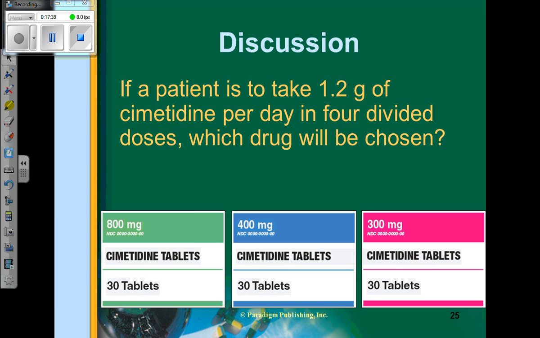If you look at this discussion, these are on number 24 of your book. Okay, so a patient is to take 1.2 grams of cimetidine per day in 4 divided doses. Which drug label would be chosen? So first thing you want to do is look down here and notice these are in milligrams. You have it in grams. So what would be the first thing you would need to do? You would need to convert your grams over to milligrams.